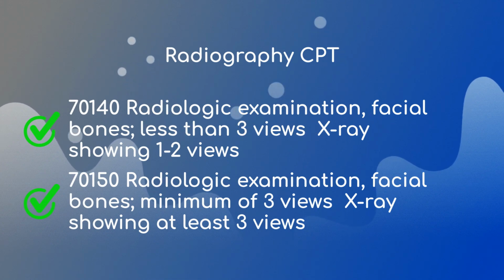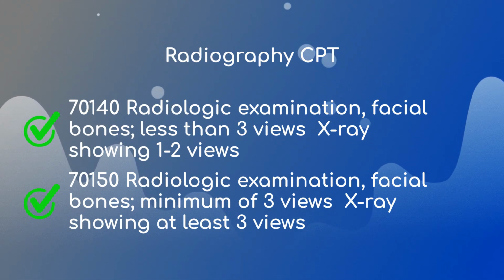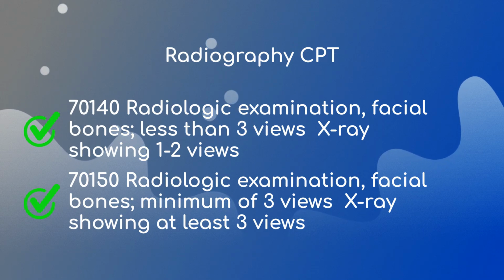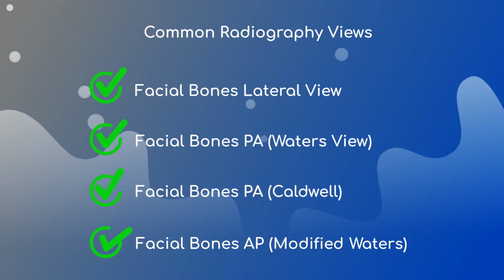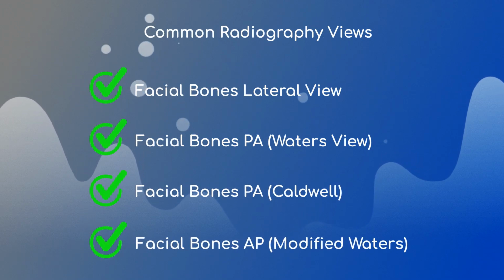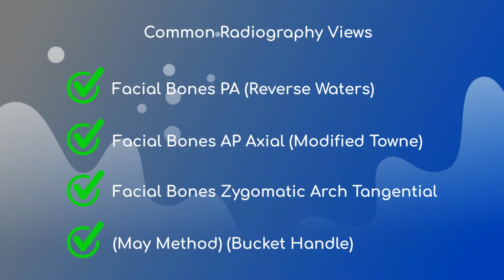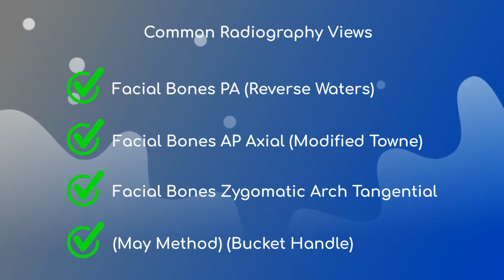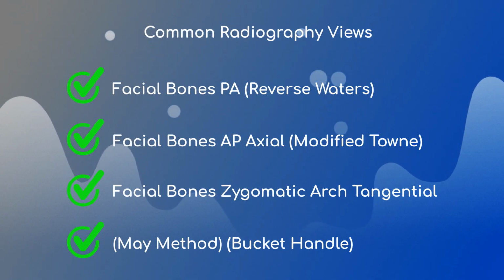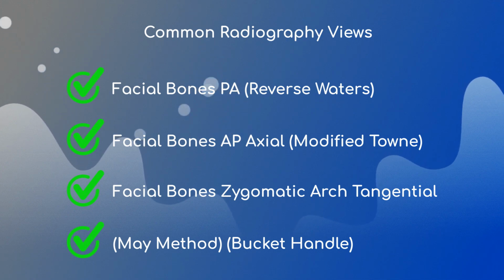It's essential to read the radiology report carefully to determine the exact number of views performed, as this will directly impact code selection. Common diagnostic views for facial bone imaging include lateral view, PA Waters view, PA Caldwell view, AP modified Waters, PA reverse Waters view, axial modified Town, facial bones, zygomatic arch tangential, May method, bucket handle. The combination of these views provides a comprehensive evaluation of the facial structures and is often used to rule out fractures or other trauma-related abnormalities.